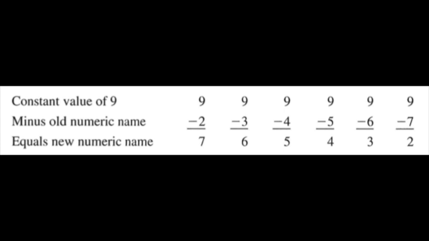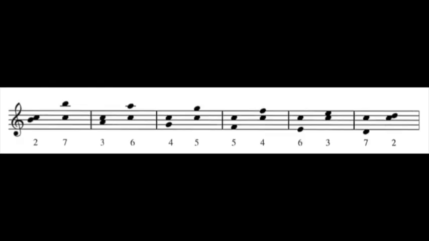So, we can see here that if we take 9 and the old numerical name was a second, we remove that, and now it becomes a seventh. 9 minus a third is a sixth, so the interval inversion for 3 is 6. Our interval inversion for 4 is 5, and then it's the reverse for all those. 5 becomes 4, 6 becomes 3, and 7 becomes 2. You can see that an inverted second becomes a seventh, and a third becomes a sixth, and so on in this example as well.